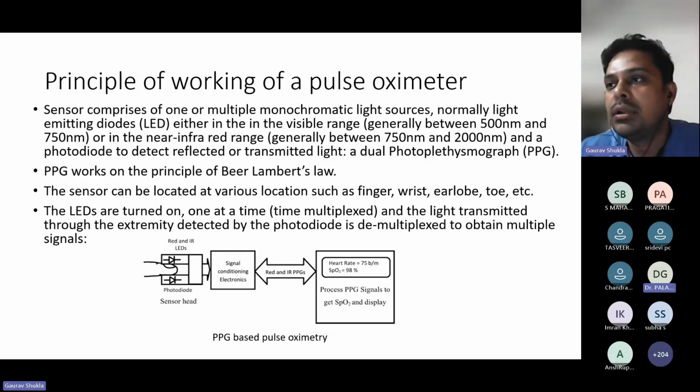Very unlikely to move above 1000 nanometers.